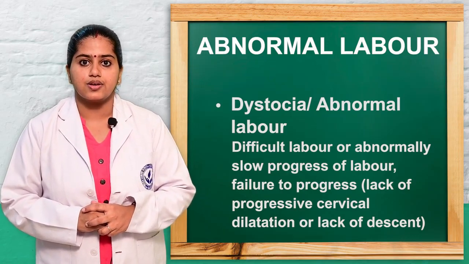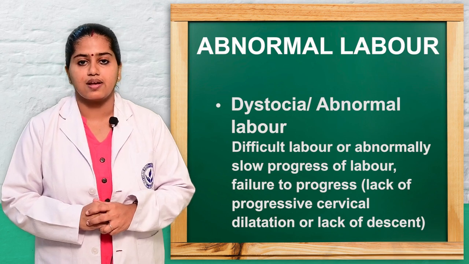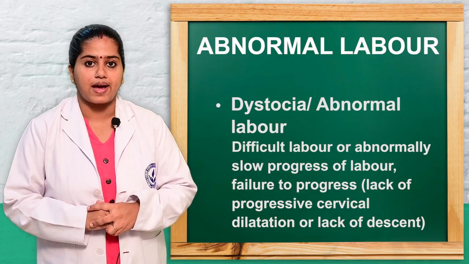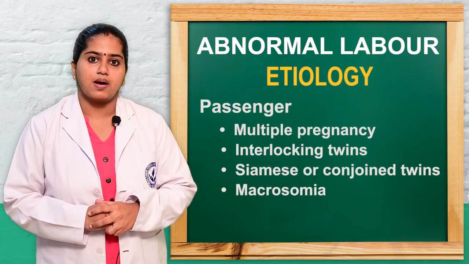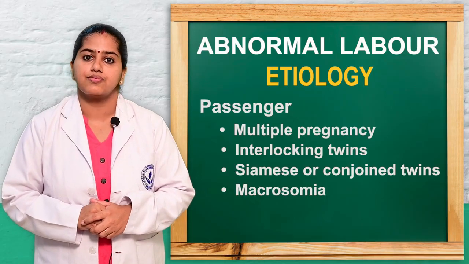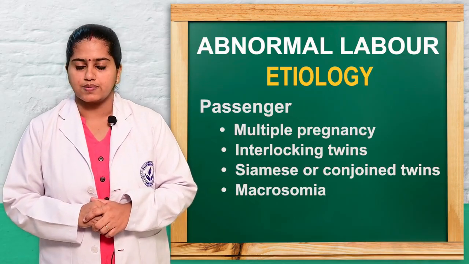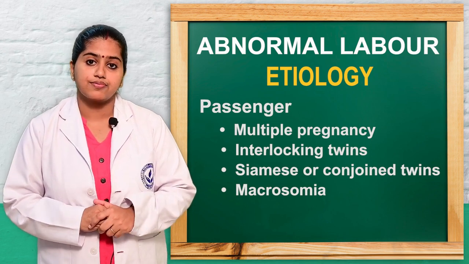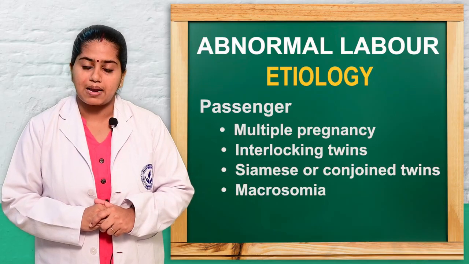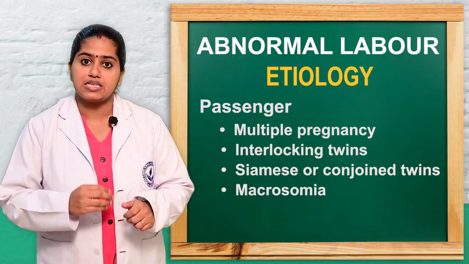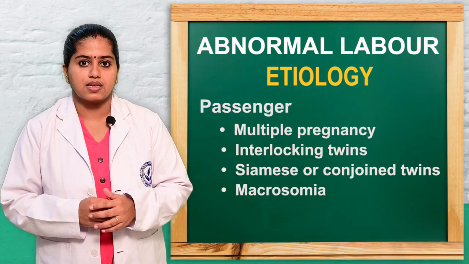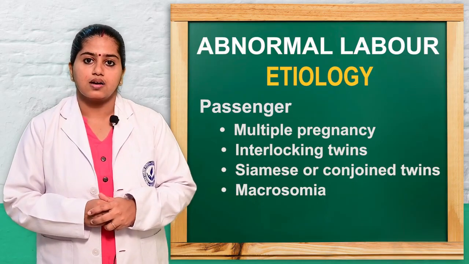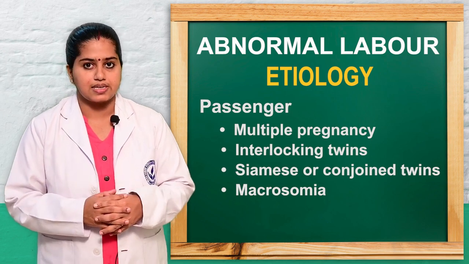For the causes, we will see what the 5 P's are. First one is the passenger, that is the fetus. Any fetus-related problem: in multiple pregnancy, where 2 fetuses are there, they can go with malpresentation. During labor, interlocking of twin babies can occur in the chin to chin region, and there can be Siamese conjoined twins, causing difficulty in labor.